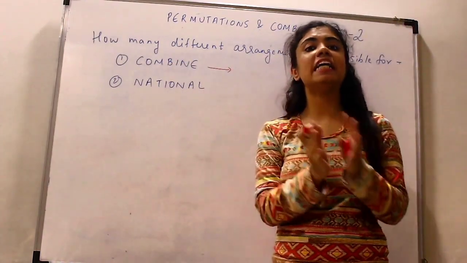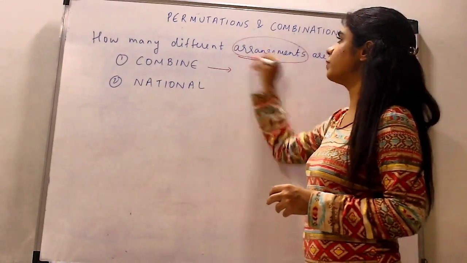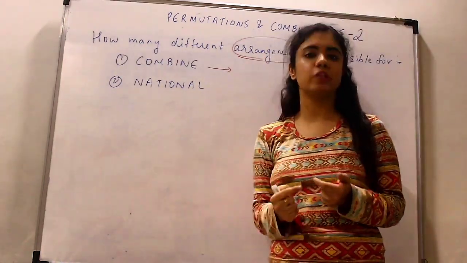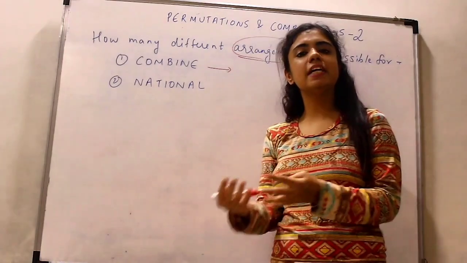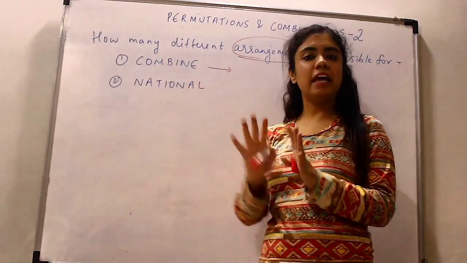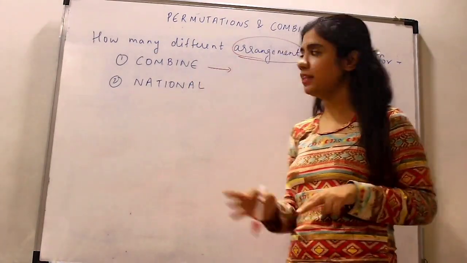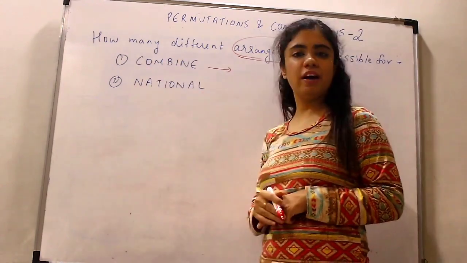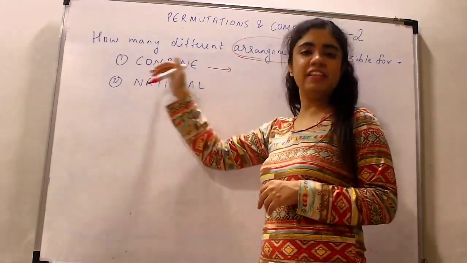How many different arrangements are possible? Okay, they're using the word arrangement, which means permutation. So how many different ways are there in which "combine" can be arranged? So what are the orders, right? How many letters do you have? You have 7 letters, right?